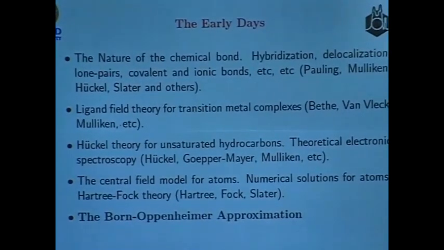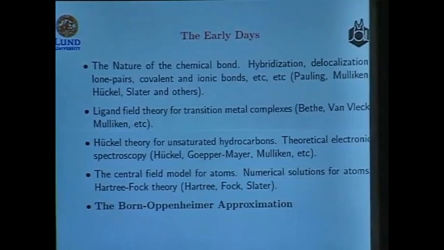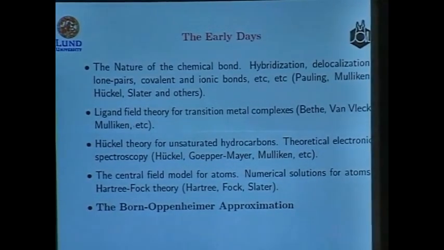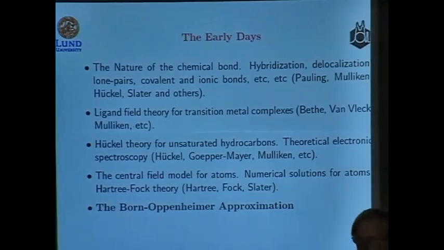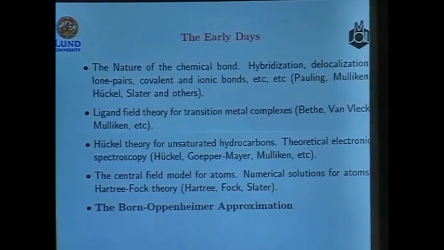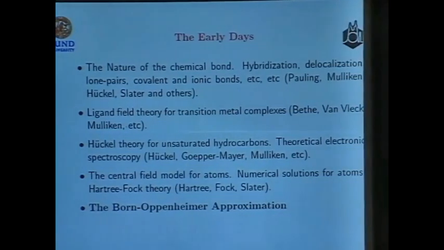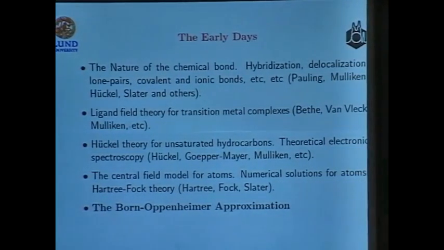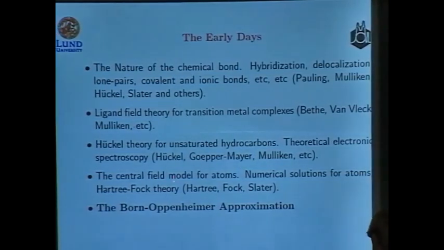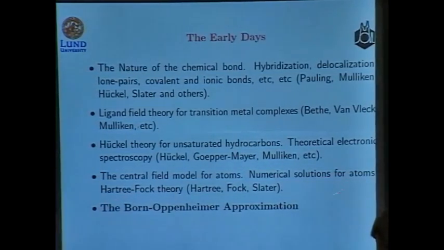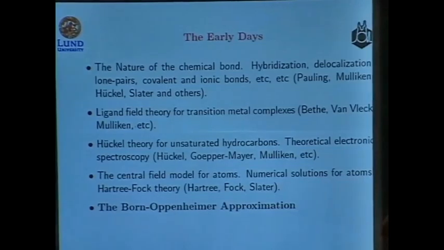The nature of the chemical bond, ligand field theory, Hückel theory, central field model for atoms. Actually, the first computational effort in quantum chemistry was probably the one done on atoms, though you may not call that quantum chemistry. But this was a very important starting point, trying to find the orbitals in atoms other than the hydrogen atom, which was known exactly from the Schrödinger equation.